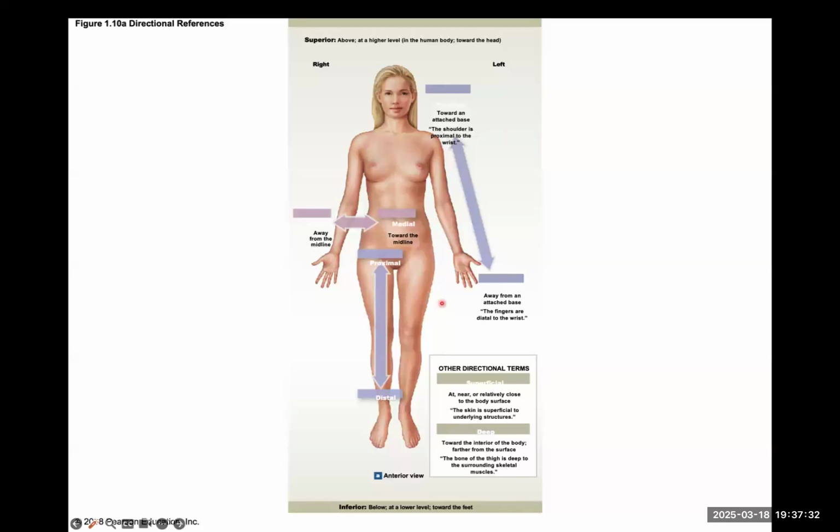So we have this picture from the textbook. Your textbook has everything I mentioned, but they describe it a little bit differently. So you have proximal, which is attached, and distal, which it says is away from the attached base. And proximal it says is towards an attached base. So the shoulder is proximal to the wrist. That's an example.